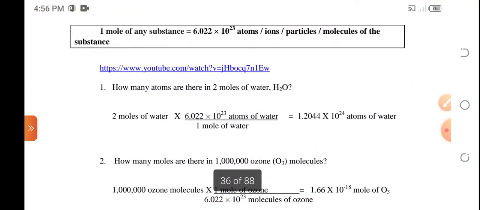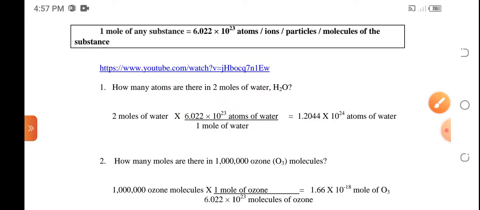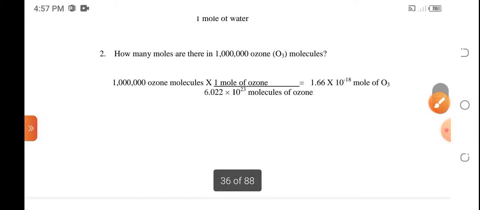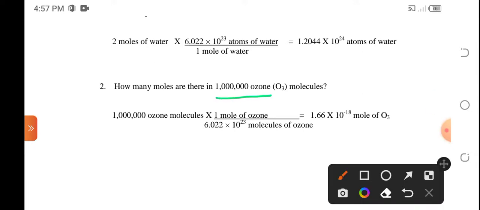Okay? Going back. And the product for the solution number 1 would be 1.0244 times 10 raised to 24. So, kukunin nyo up to the last, especially yung kanyang exponent. Huwag kakalimutang isulat. Okay, atoms of water. So, from there, nako-convert mo na ang moles into atoms using the Avogadro's number and dimensional analysis. Okay. Next problem, how many moles are there in 1 million ozone molecules?